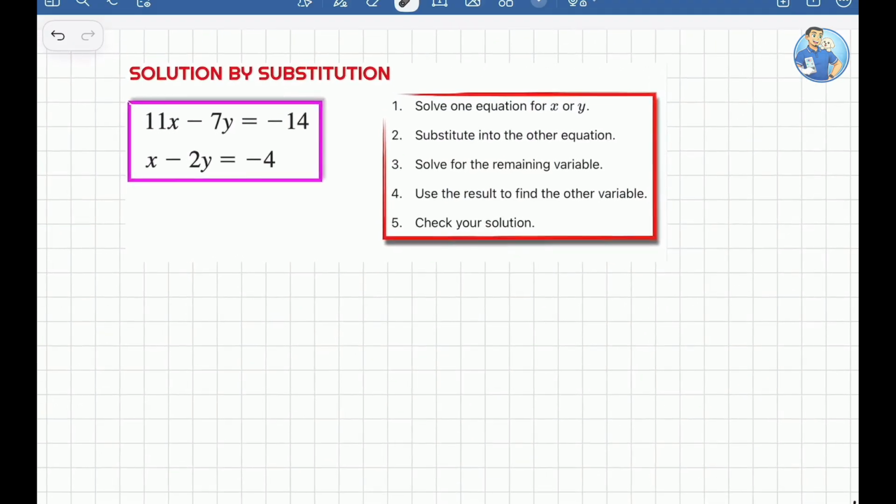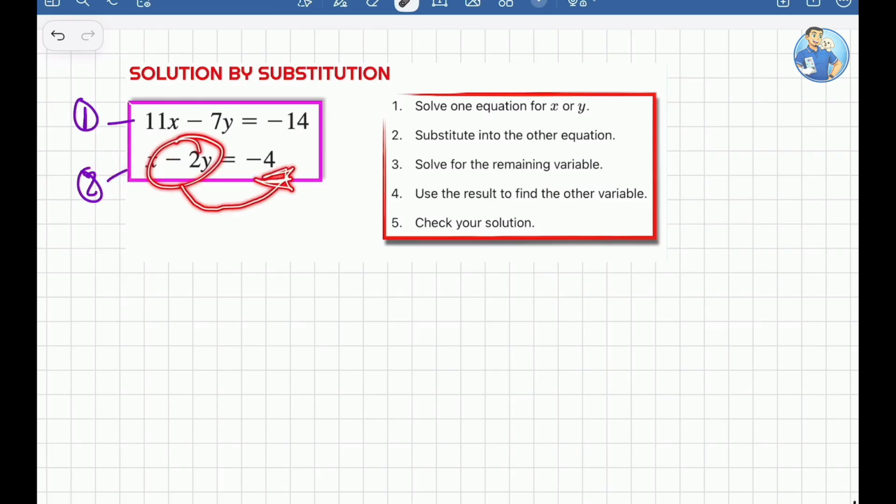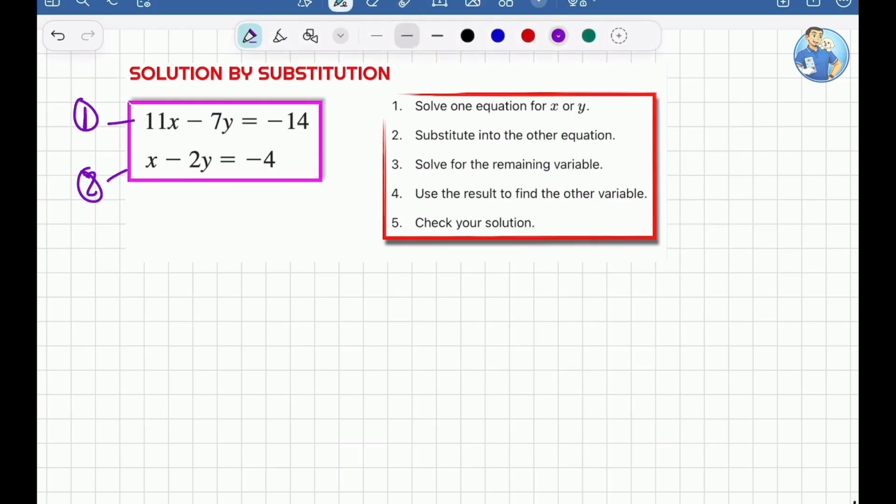Okay. So for example, guys, in this case, this is equation 1. This is equation 2. Using equation 2, as you can see, this x, we can move the negative 2 times y to the right side by using the opposite operation. In this way, we can isolate the x. For me, in this case, it will be easier if we isolate x using the second equation.